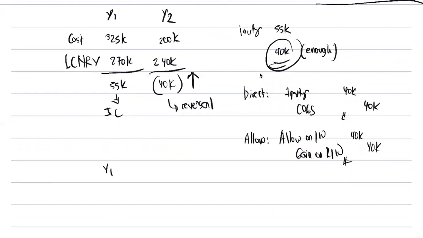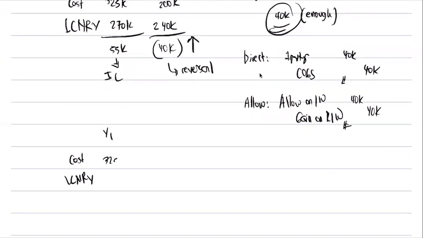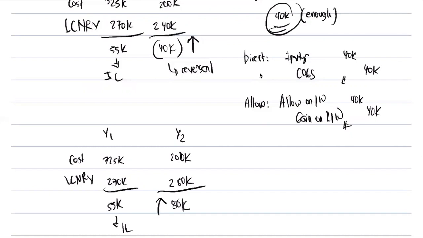So for example, in year one, you have your cost and your LCNRV: 325,000 and 270,000. Then in year two, we have a cost of 200,000 and our NRV is 280,000. As you can see, we initially have a 55,000 impairment loss, and there is now a subsequent increase of 80,000. We said only up to the extent of previously recognized impairment loss, and that is 55,000.